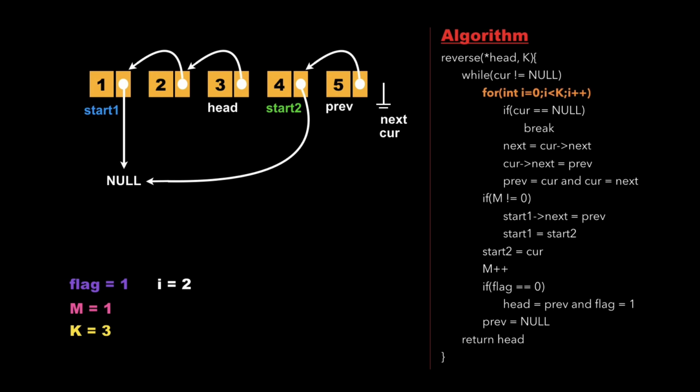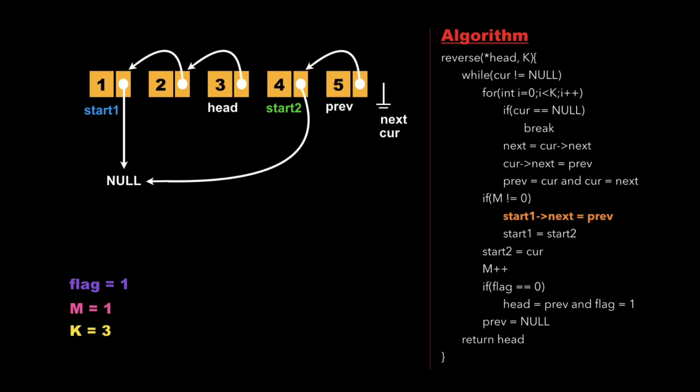Again now the value of I is 2. We check whether current is equal to null. So this time the value of current is null. Therefore we break out of the for loop and we check whether the value of m is not equal to 0. Since the value of m is 1, therefore we update start of next as previous.